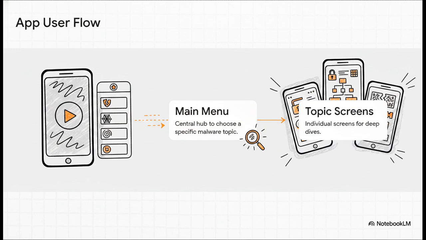Your app flow has to be logical. First up, step 1, you kick things off with a welcoming splash screen and a big, obvious start button. Then, boom, step 2, users hit the main menu. Think of this as the central hub where they pick which malware topic they want to learn about. And that leads directly into step 3, the individual topic screens for a deep dive. It's a really smooth, direct path from saying hello straight into the good stuff.